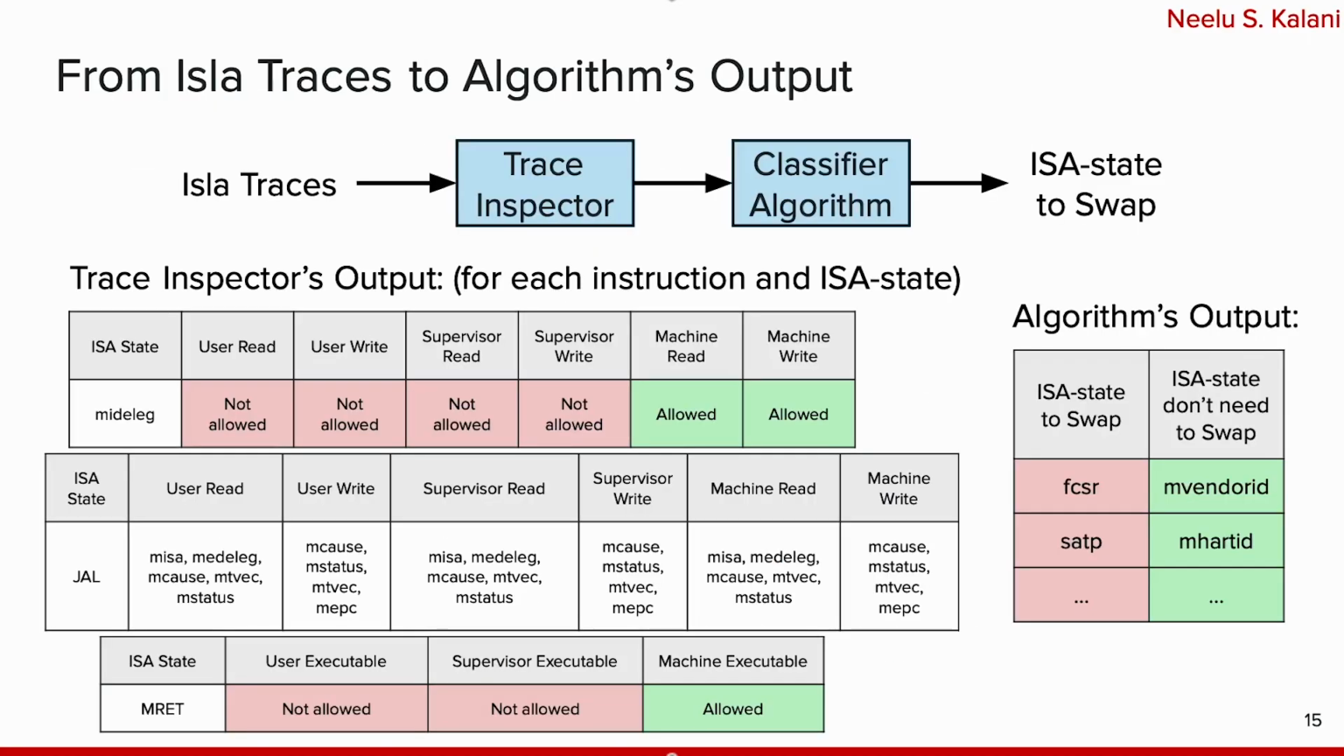To get the complete picture, we generate the traces from ISLA, and then we parse these traces to extract all the information in the format that we show in the tables on the left-hand side, which is then given as input to our algorithm, and then the algorithm produces a list of all the ISA state that should be swapped across context switches, as well as all the ISA state that we don't really need to care about.